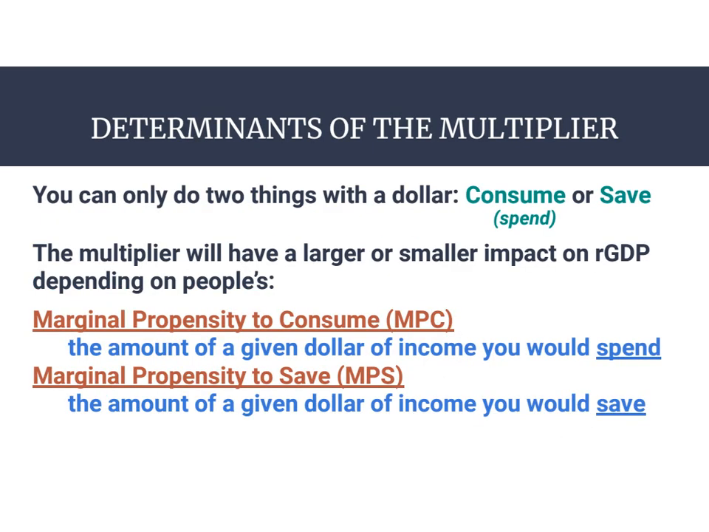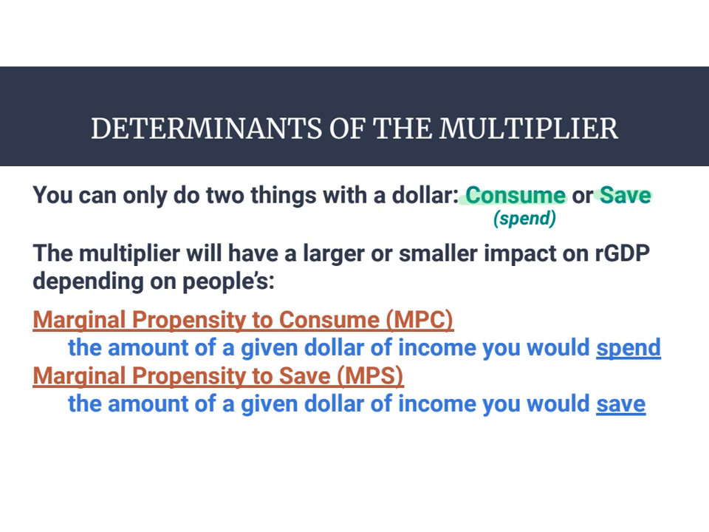So the determinants of the multiplier, right? As we said before, you can only do 2 things with a dollar. You can consume it or spend it, or save it. Now, I should point out in other economics classes in the world, like a finance class, they'll say, well, you can invest it, or you can do all these different things. But in purely simple terms, investing just counts as spending, right? In purely simple terms, you can either hold that dollar or you can give it up for something.